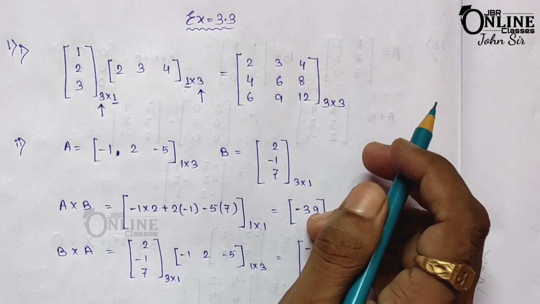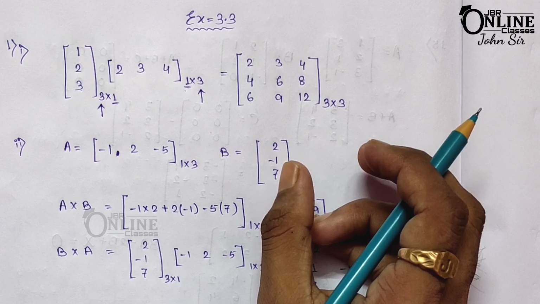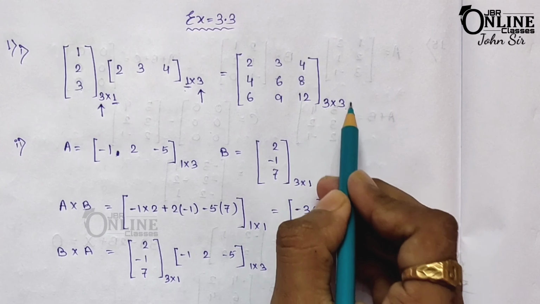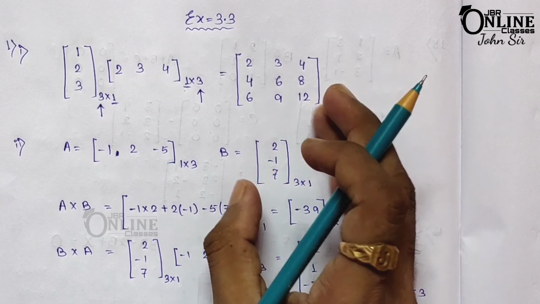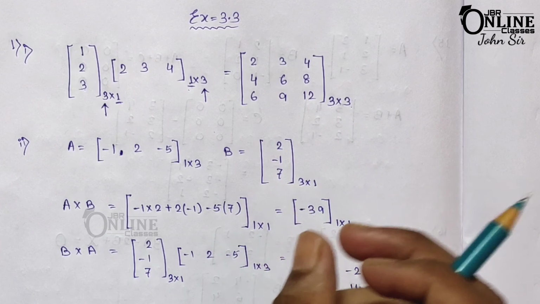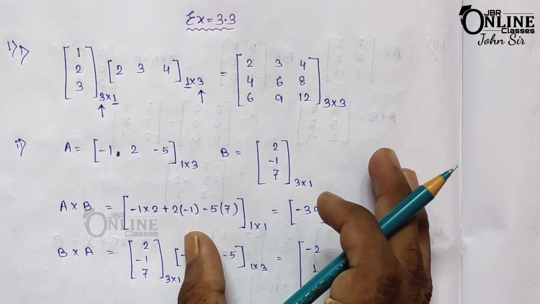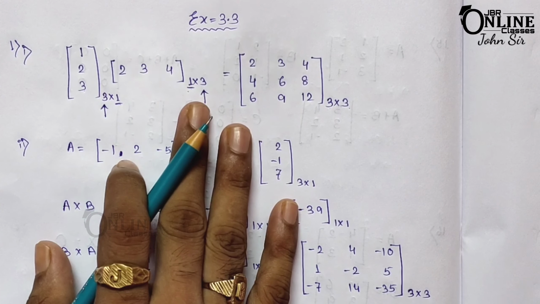matrix. As in question number 1 you have to find only the order of the product matrix, your answer is 3 cross 3. You can directly write this without multiplying the two matrices, because they want to know only the order of the matrix. Now here I will also multiply the two matrices.